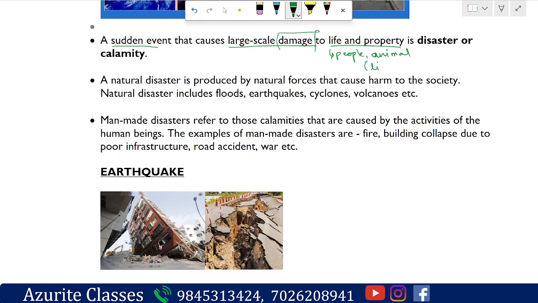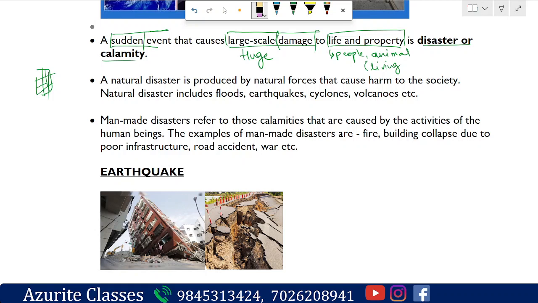Take the example, this building has fallen suddenly. If the people are there inside, or if the dogs or the animals are there, they will get affected, they will get harm, right? So damage to life and property is a disaster or calamity. It is a sudden event which causes large scale, means huge damage. So that is what a disaster is.